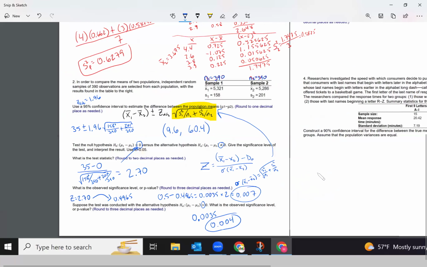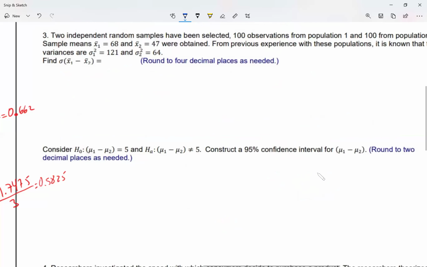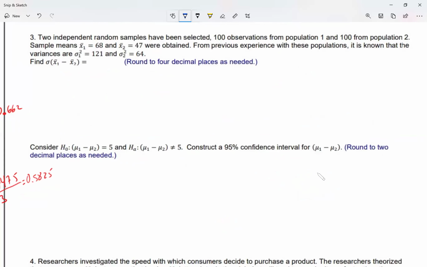Okay, let's take a look at another question here. Let me change this to red. Okay, two independent random samples have been selected: 100 observations from population 1 and 100 from population 2. So let me just say it: n1 is 100, n2 is 100.